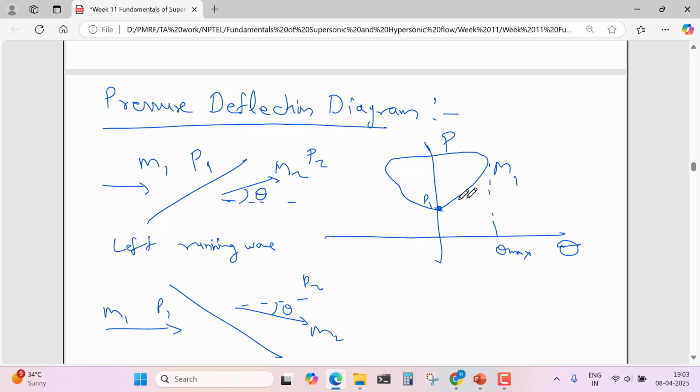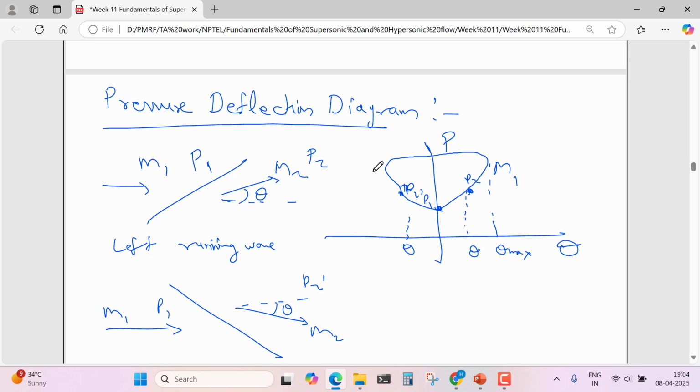So in this figure, for angle theta, this will be the point P2, and let's say this is P2 dash. Then this will be the 2 dash point we will get. This is the pressure deflection diagram. It is useful for studying shock-shock interaction.